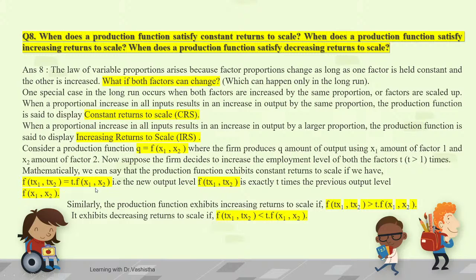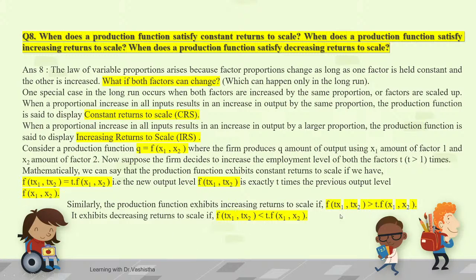That is, the output has increased in the same proportion as the increase in the inputs. The new output level will be f, where t gets multiplied with the two units of factors of production, x1 and x2. So it becomes f(tx1, tx2), which is exactly t times the previous output level. And what was the previous output level? It was f(x1, x2). So this shows constant returns to scale.